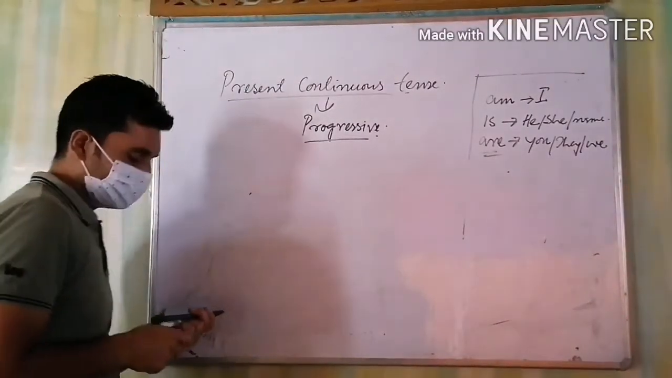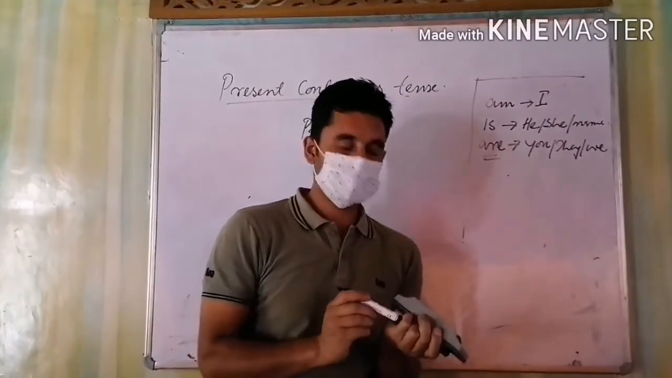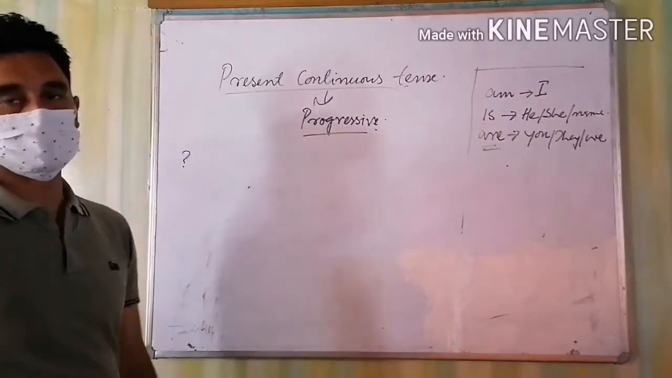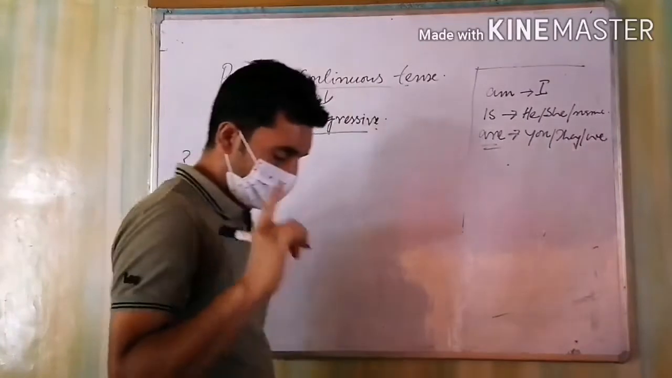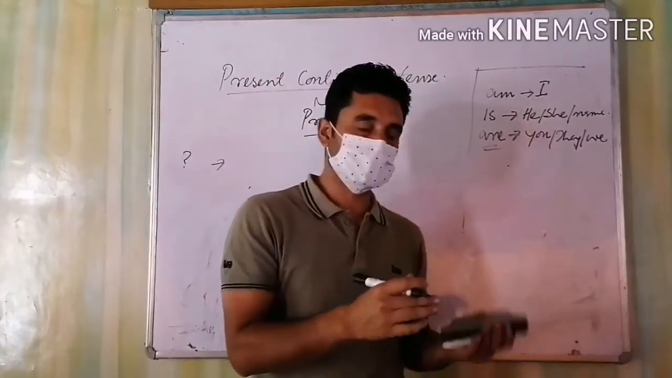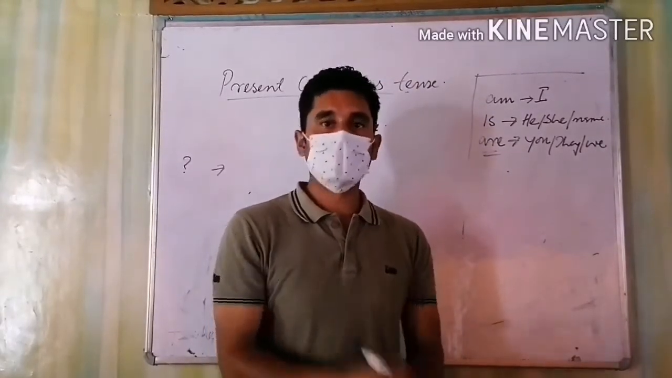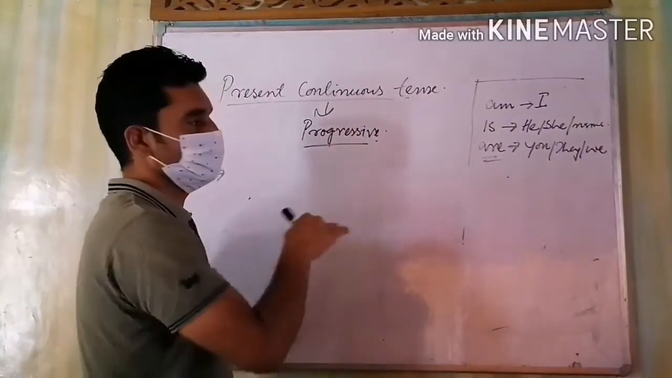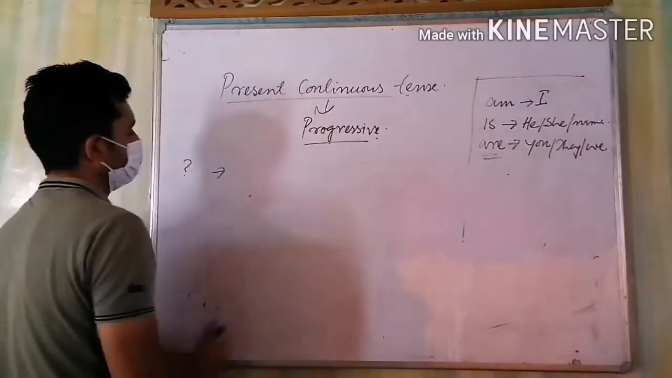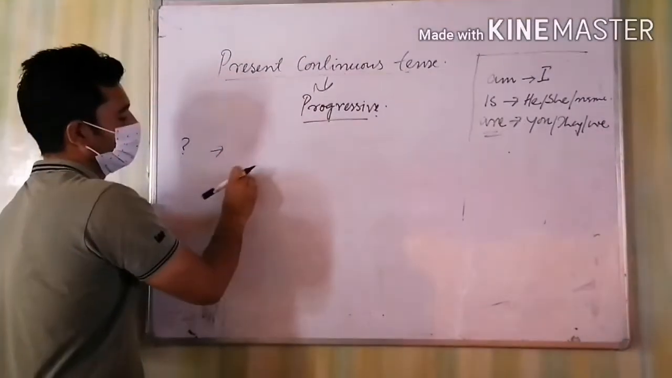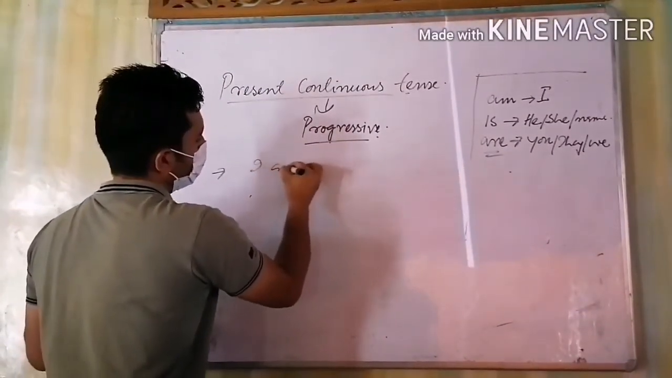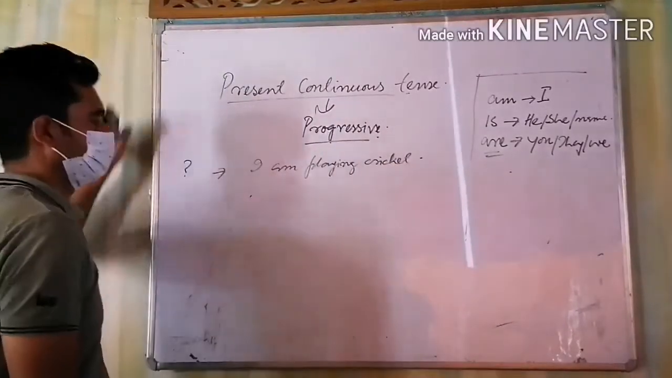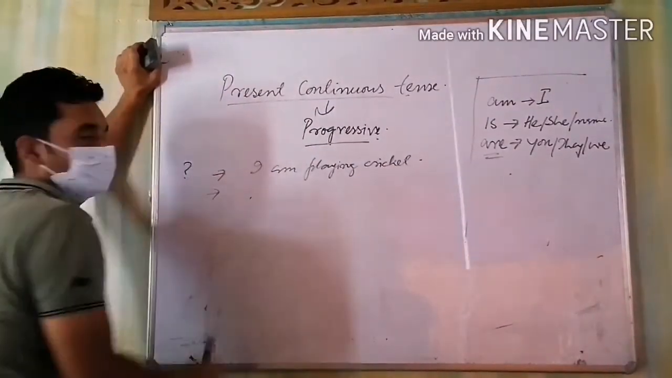Now, we have discussed assertive sentences in present continuous tense. Now let's have a look at the interrogative sentences. I am playing cricket. I am not playing cricket. These are two examples of assertive sentences. One is affirmative and the other one is negative. Now, if I am intending to change it to interrogative case, how will it go? Look, first I will take an example in affirmative form. I am playing cricket. Now change it to interrogative form.